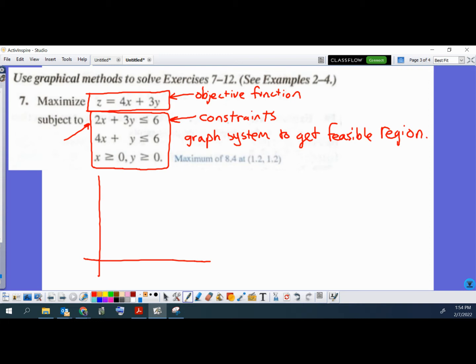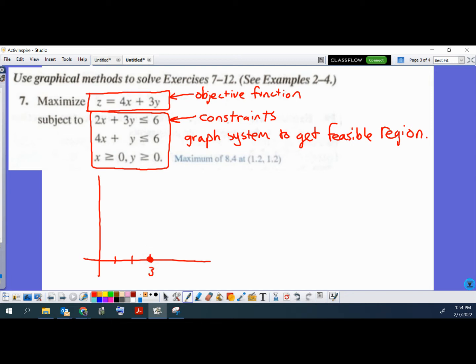I notice, though, that 2 and 3 are both factors of 6. So I feel like it's asking me to use the intercept method, which is, if I plug in 0 for y, I get 2x equals 6, x equals 3, right? So (3, 0) is a point on my graph of that line. 1, 2, 3.